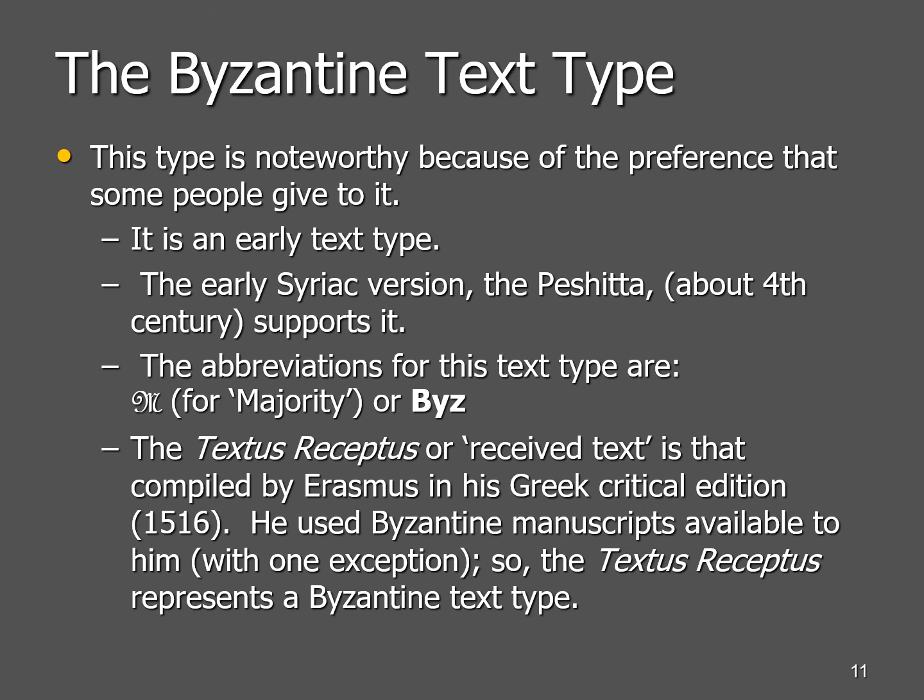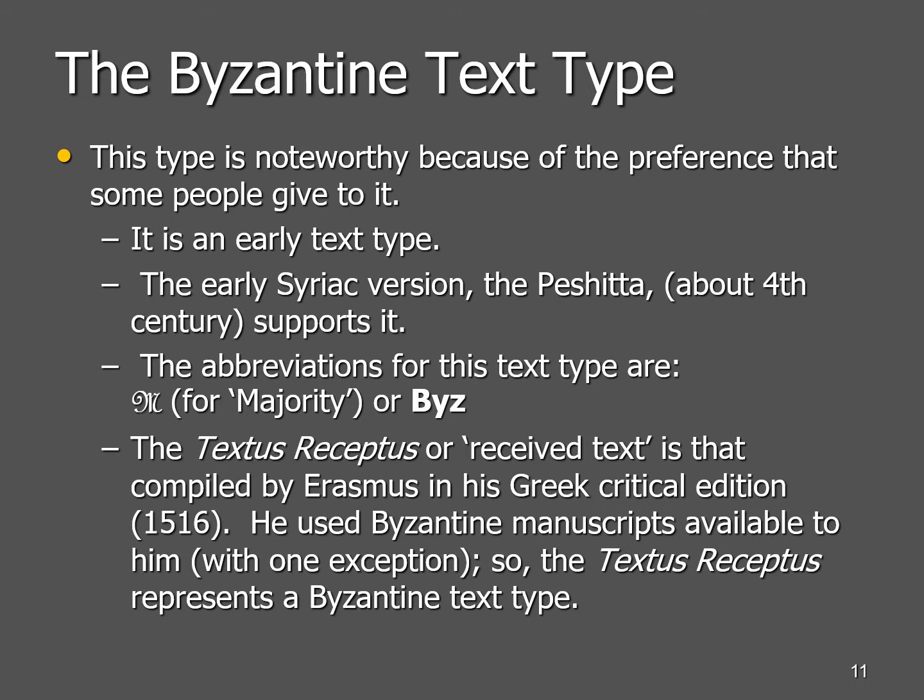The Byzantine text type is noteworthy largely because some people give a lot of importance to it. It is indeed an early text type. The Syriac version of the New Testament, called the Peshitta, supports the Byzantine text type, and it was translated about the 4th century. The abbreviations for this text type are either a fancy M for majority, that is the majority of manuscripts since they are Byzantine, or simply BYZ for Byzantine.